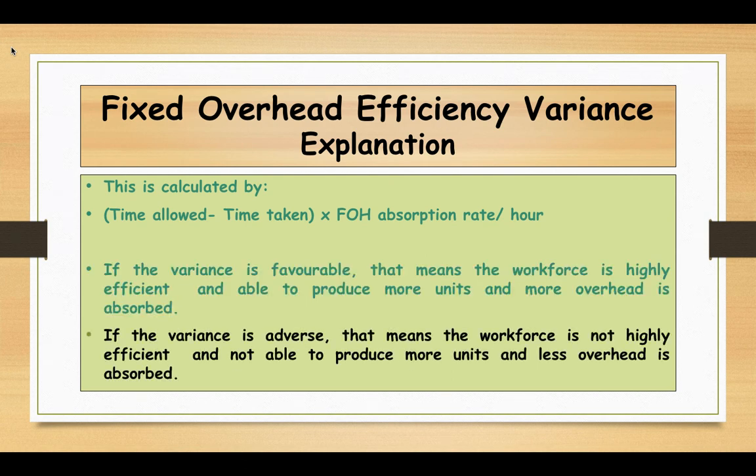On the other hand, if the variance is an adverse variance, say the time allowed is 40 hours, but the employees have taken 45 hours, that means the workforce is not efficient and they were not in a position to produce more units and they have absorbed only less overheads.